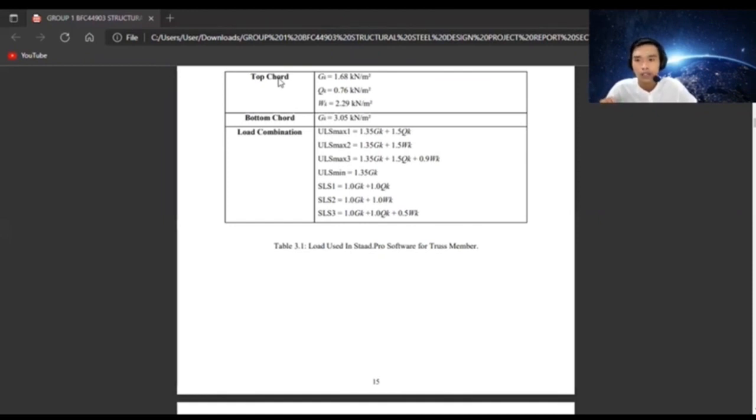The load combinations at the truss, as you can see here, are ULS max 1, ULS max 2, ULS max 3, ULS min, SLS 1, SLS 2, and SLS 3. All the load computation that we put in this calculation is what we discussed during the minute meeting, and we agree with the loads.